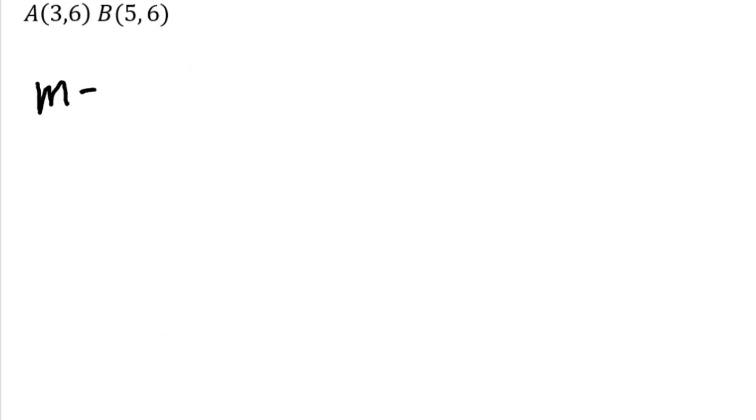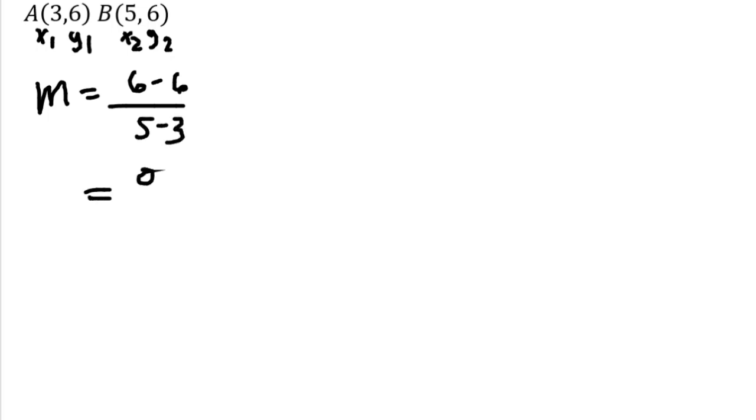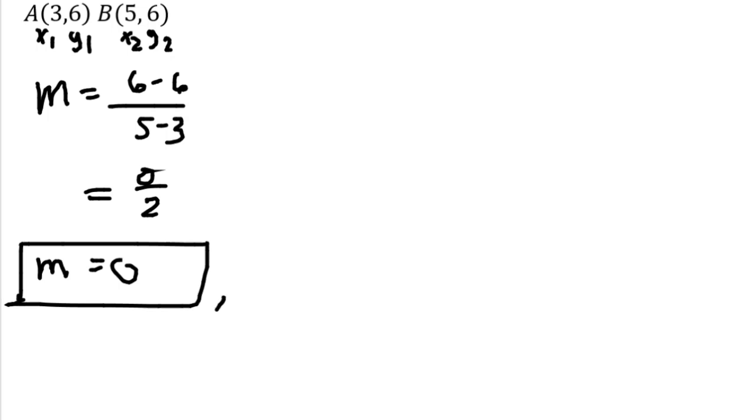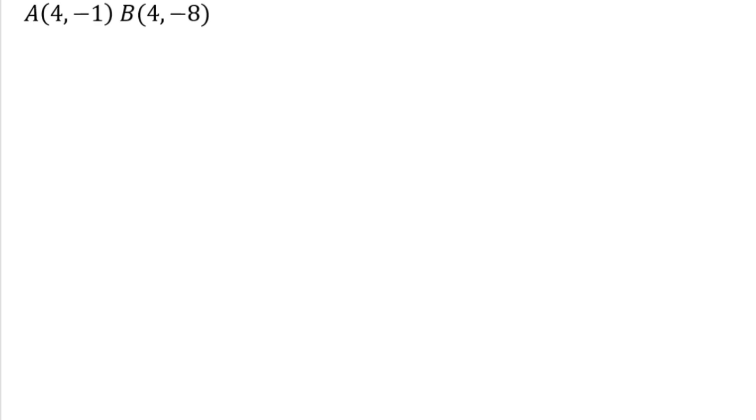Now let's try this one. We have (3, 6) and (5, 6). Let's say this is x sub 1, y sub 1, x sub 2 and y sub 2. We can just plug it in. So our numerator is 0 and then we have denominator as 2. So 0 divided by 2 is going to be 0. So the slope of this is 0.